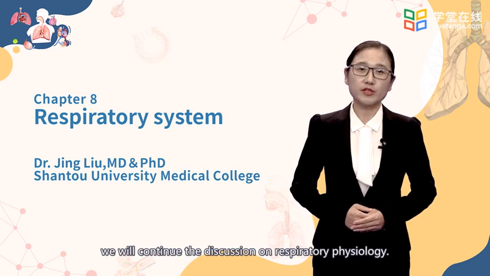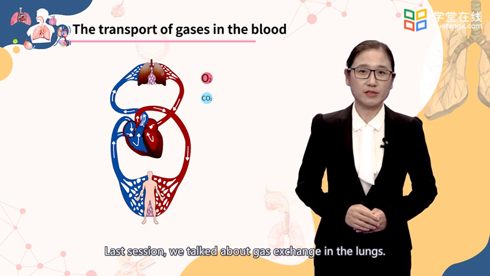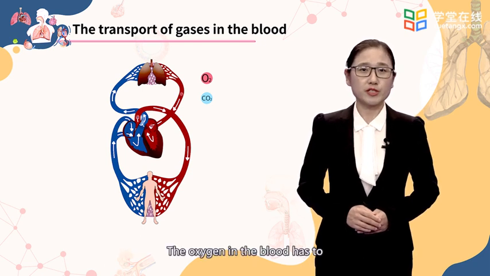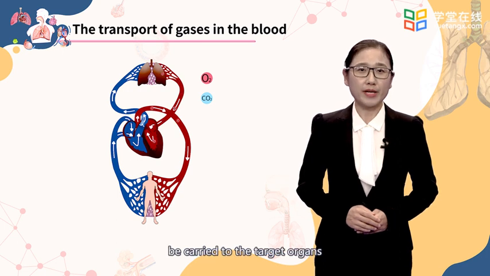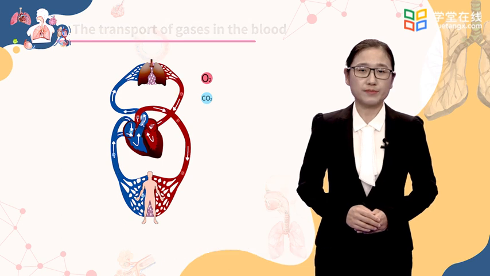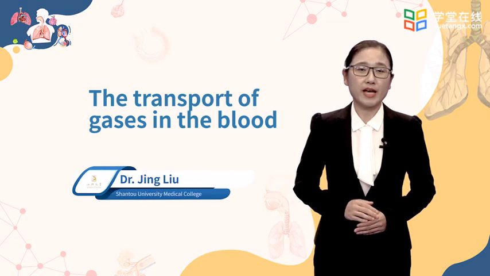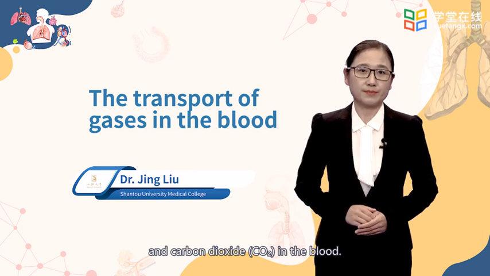Today, we will continue the discussion on respiratory physiology. Last session, we talked about gas exchange in the lungs. The oxygen in the blood has to be carried to the target organs and tissues for further gas exchange. So today, we will focus on the transport of oxygen and carbon dioxide in the blood.